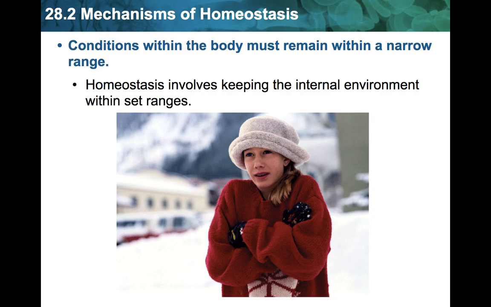All right, conditions within the body must remain within a narrow range. So as you all know, humans have a pretty stable body temperature unless we have hypothermia or a fever, but our body tries to keep it at a stable temperature, usually around 98.6 degrees Fahrenheit. Fun fact, dolphins' internal body temperature is also 98 degrees.